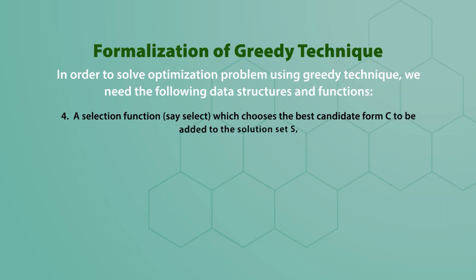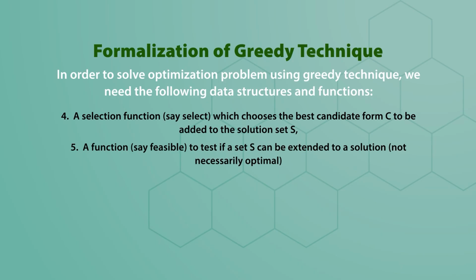So, another is a selection function. We are calling this selection function select. Now, this select function will choose the best candidate C to be added to the solution set. Another variable that we will be introducing is a function, say feasible. Now, the feasible function will test whether a solution S can be extended to a solution.